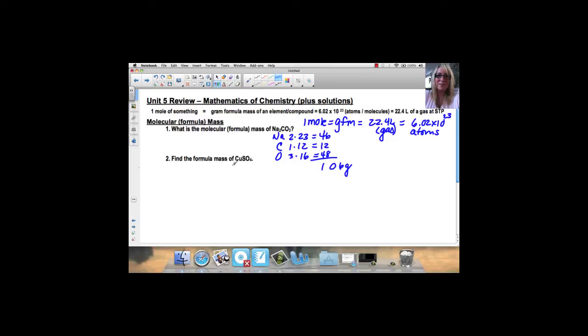Very simple. What is the formula mass of CuSO4? Same thing. Cu, 63.5. I only have one of them. S, 32. And oxygen, I've got 4 times 16, which is going to give me 64. I add this up. I'm going to get 159.5 grams. Let me just double check it. There we go.